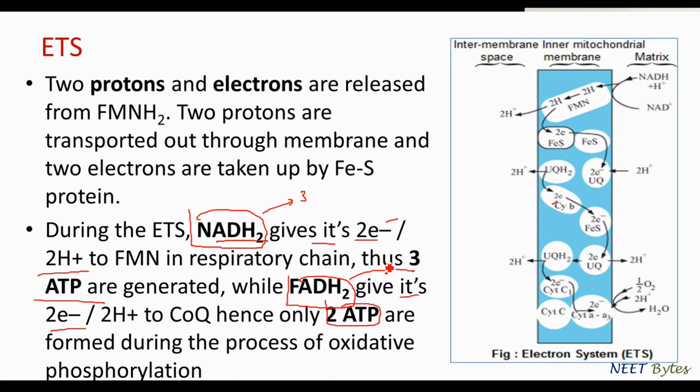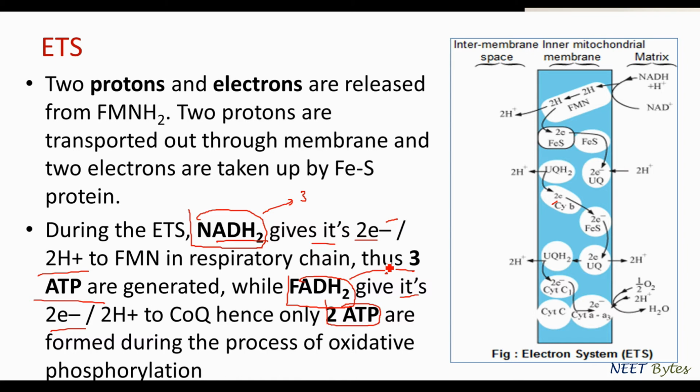Only 2 ATP are formed during the entire process of oxidative phosphorylation. Okay. So please remember, NADH is capable of forming 3 ATP and FADH2 capable of forming only 2 ATP. Okay.